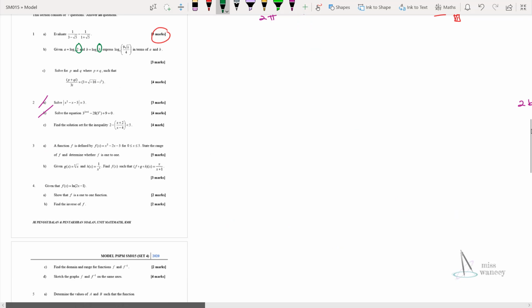Okay, so number 2C. Find the solution set of the inequality. So we got 2 minus (x + 2)/(x - 4) less than 5. Okay, so I need to make sure that everything on the right hand side is equal to 0. So I'm going to bring 5 to the left first. So I got 2 minus 5, so I have negative 3, minus (x + 2)/(x - 4), this is less than 0.